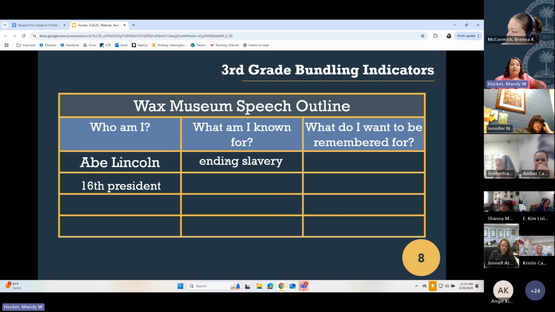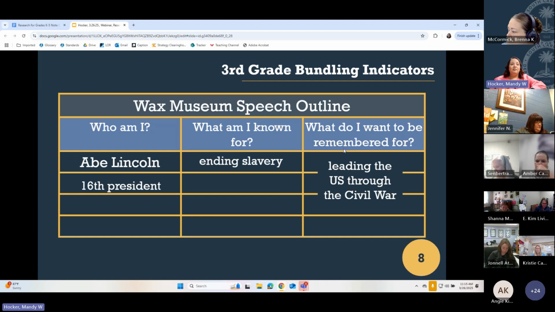Next, what am I known for? I'm going to put ending slavery under that. Now, could I put it here as well for what I want to be remembered for? Certainly, but it's up to the student to grapple with how they want to group their findings. They are going through this process because that is the beginnings of synthesis, right? They're beginning to structure their research as they see fit. Let's take a look at a few more.